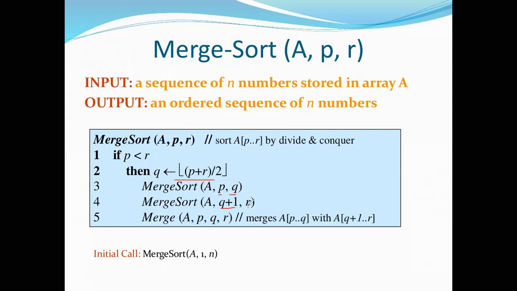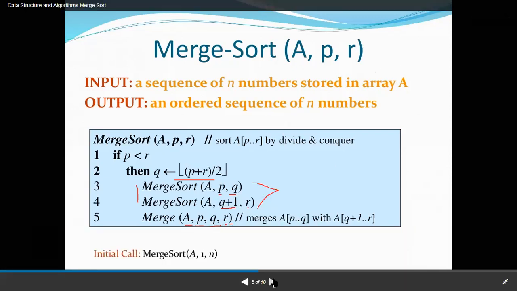Okay, and then there is another function. That function is called the merge function. In the merge function, what we do is actually combine these two arrays. The arrays that we called, we combine this A, p, q, r. So we merge these two sorted arrays. Now let's see what is the magic of the merge function.